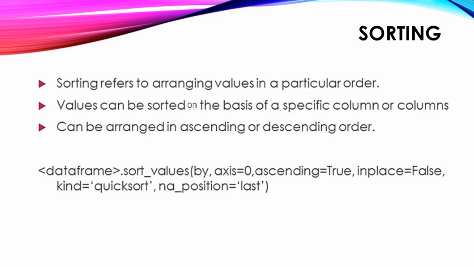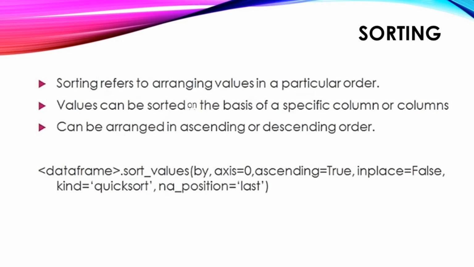Values can be arranged in ascending or descending order. Whenever it's about sorting, there are two types in which a column can be sorted, that is ascending or descending. Now here we can see the syntax. The syntax is data frame dot sort_values. Now what is the function we are going to use for sorting? sort_values. Now there are different attributes. One by one we will see the attributes.